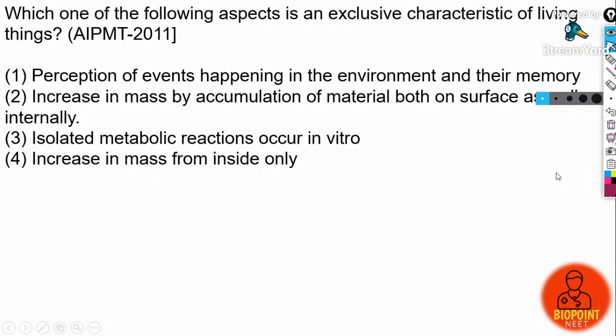So now we will cover the entire session, the entire chapter, without any fail. Clear with that? Which one of the following aspects is an exclusive characteristic of living organisms? Comment me the answer, whether it is 1, 2, 3, 4. Perception of events happening in the environment and their memory. Increase in mass by accumulation of material both on surface as well as internally. Isolated metabolic reactions occurring in vitro. Increase in mass from inside.